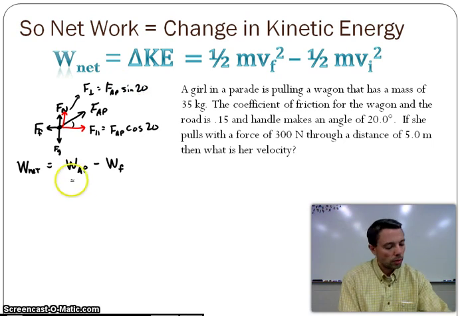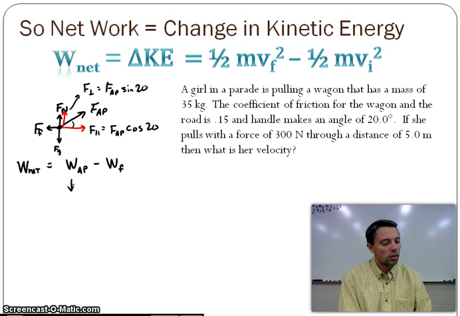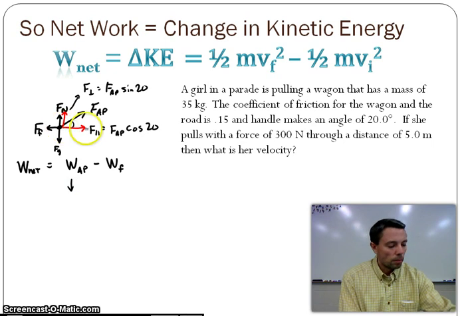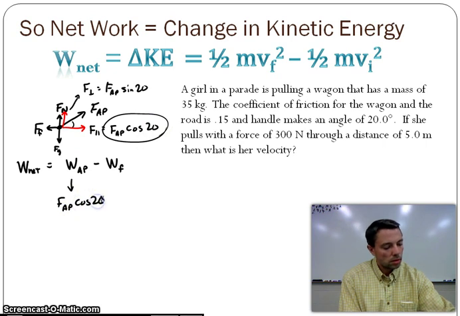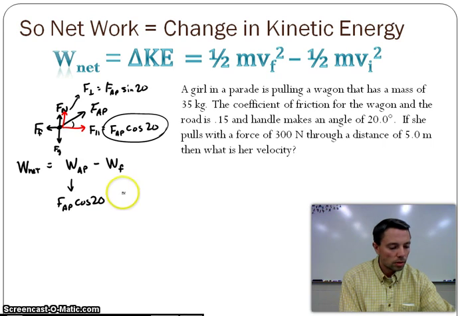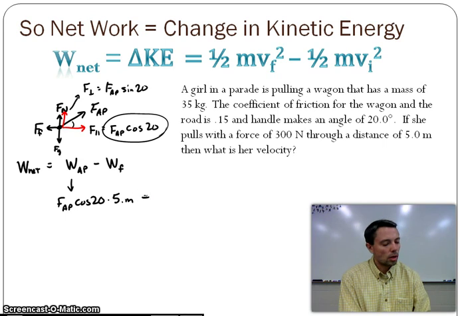So what was my applied work? Okay, my applied work is my force here, cosine 20, times the distance that we're going to move. And the distance there is 5 meters. Minus my frictional work. Now my frictional work deals with a frictional force.